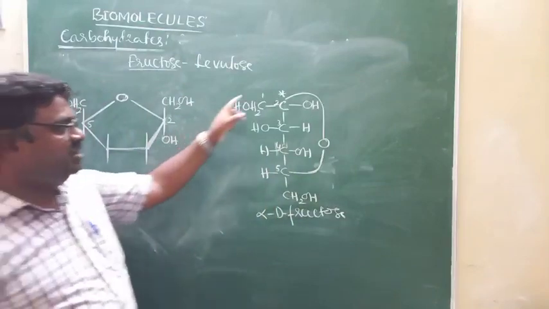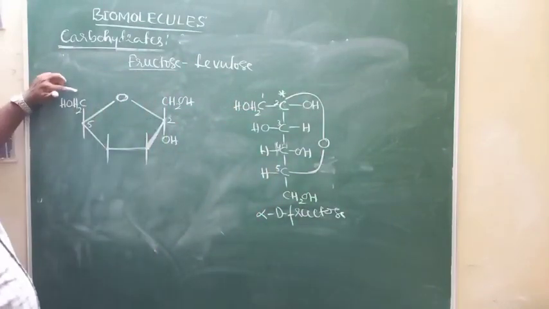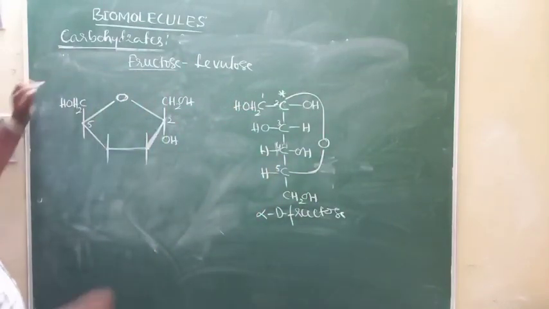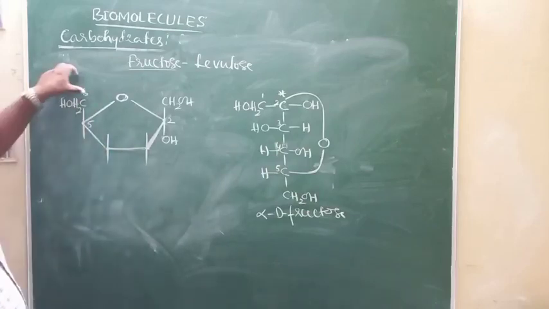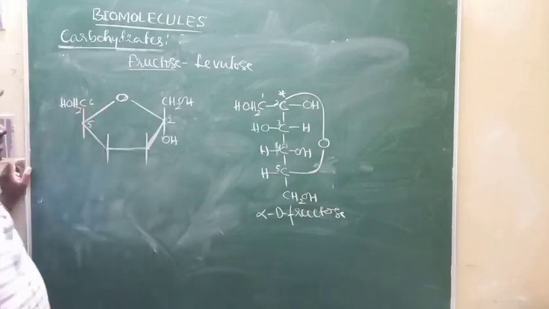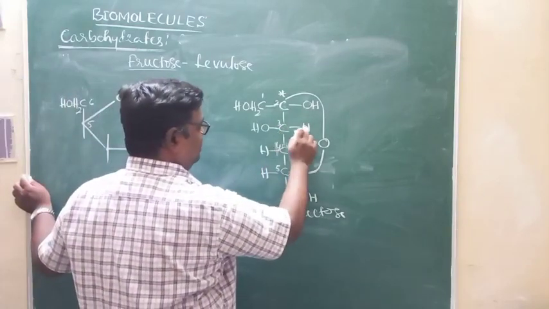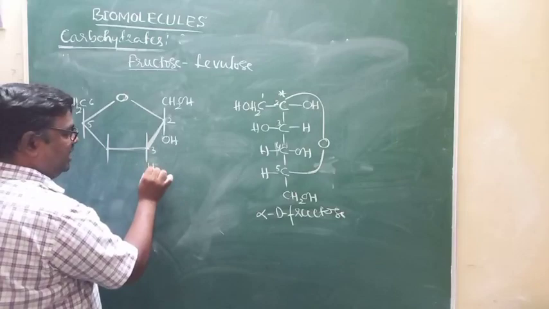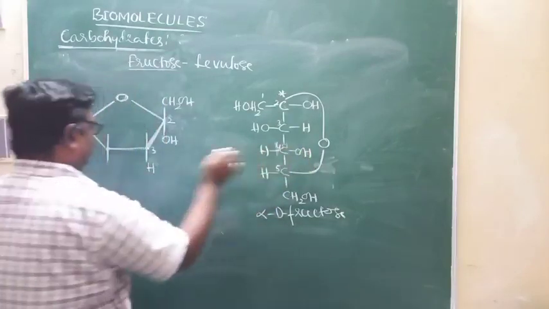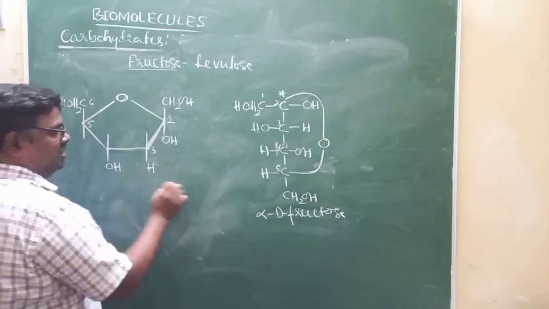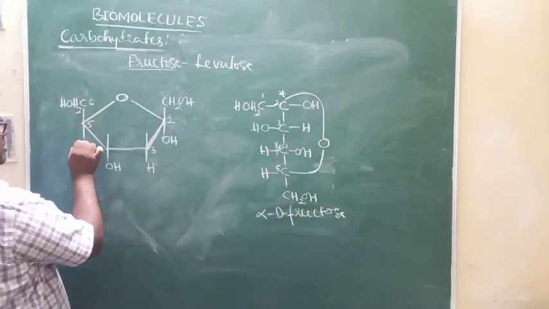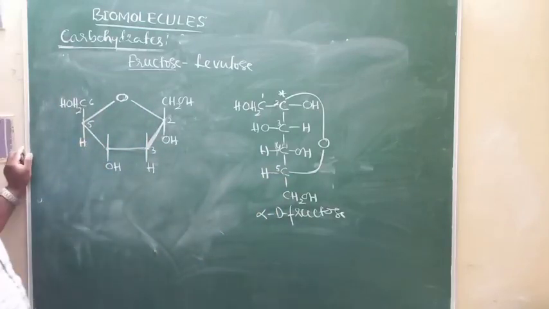If cyclization takes place from the right side, the CH2OH group should always be written above the plane. And this is carbon atom 6. Here in the third carbon atom, look at this. This is the third carbon atom. H is there on the right side. Therefore, H here. In the fourth carbon atom, OH is there. Therefore, it is OH. In the fifth carbon atom, CH2OH is above the plane. Hydrogen should be below the plane.